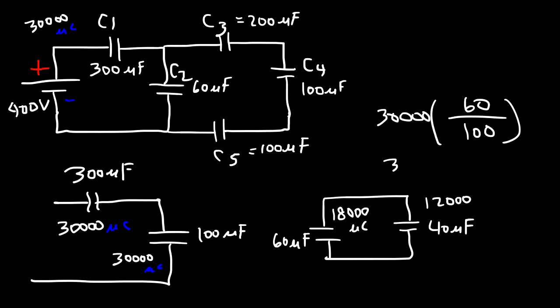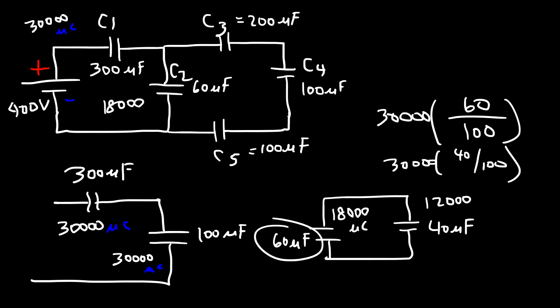You can also do 30,000 times 40 divided by 100. That will give you 12,000. So across C2, the charge is 18,000 microcoulombs.